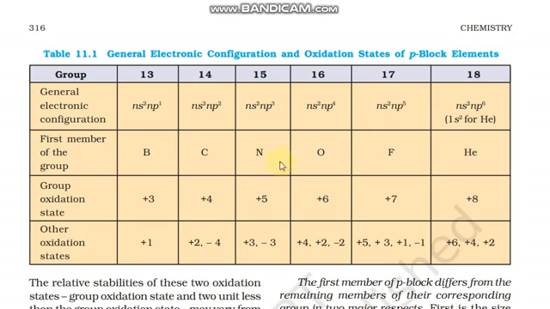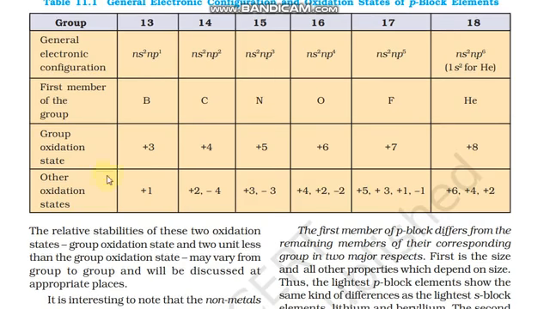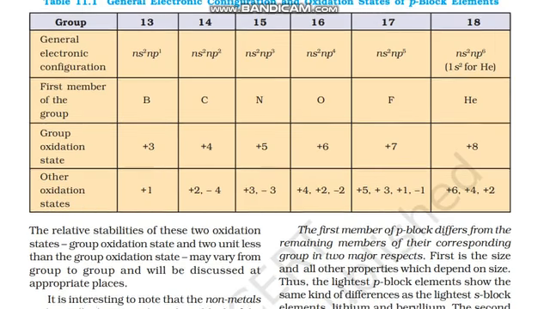So, this is a table in which we see that 5 minus 2 is 3 and 3 minus 2 is 1. There is a reduction of 2 units in the oxidation state shown. This is a table, and you have to keep an eye on this. So let's go to the next.